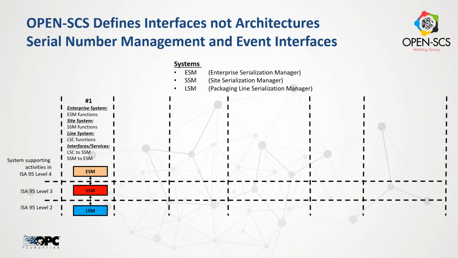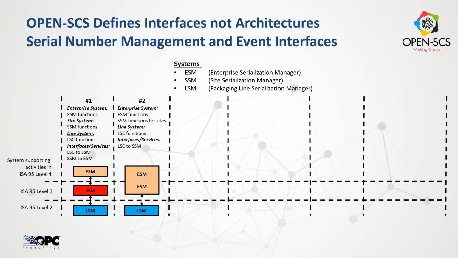Now, that's only one architecture. There's many, many other architectures that are out there. For example, some enterprise serialization managers will actually run things all the way down to the site. And if you have a smaller or medium-sized manufacturing facility or company, this may be the way that you're doing it. But we still have interfaces there that we have to define. In this case, the interface between an ESM and an LSM.